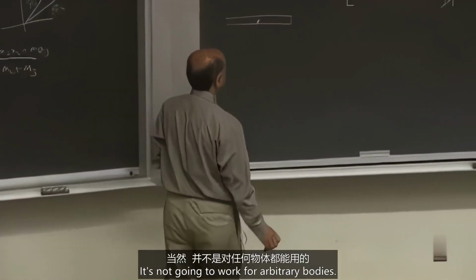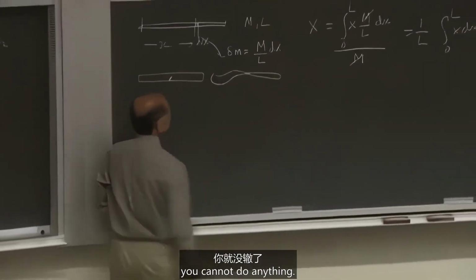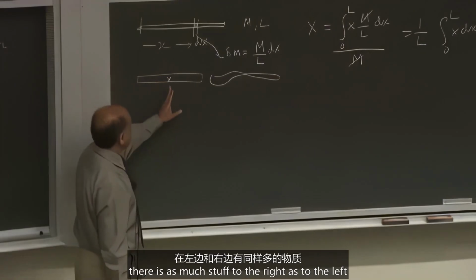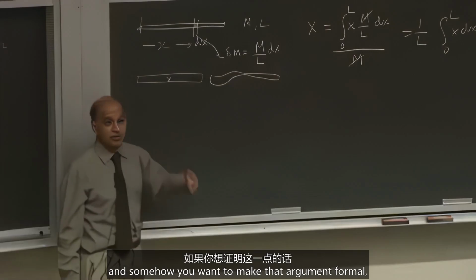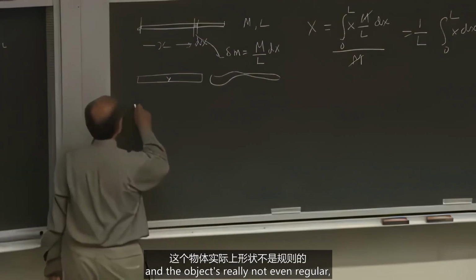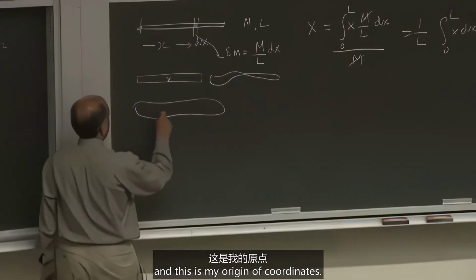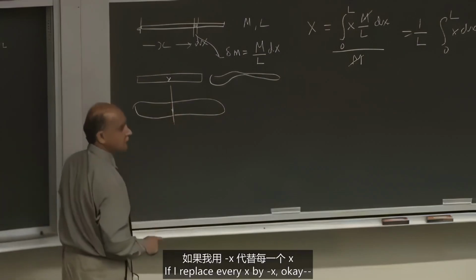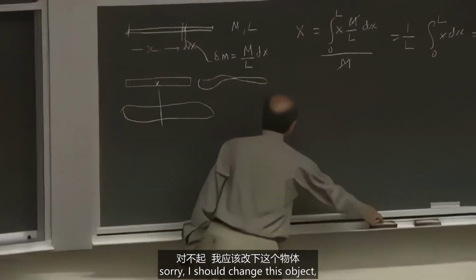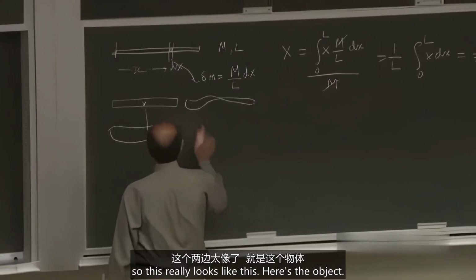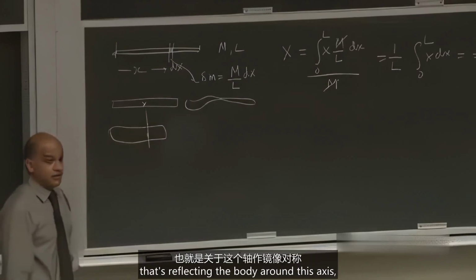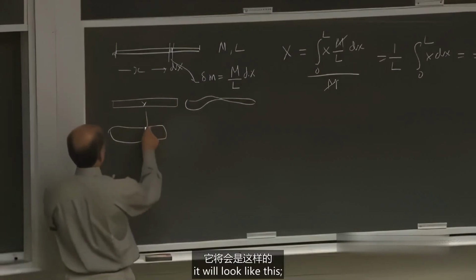It's not going to work for arbitrary bodies. If I give you some crazy object like this, you cannot do anything. But this is a very symmetric object. You can sort of tell if I take the midpoint, there is as much stuff to the right as to the left. And somehow you want to make that argument formal, and you do the following. Suppose I have a bunch of masses, and the object's really not even regular. This is my origin of coordinates. Here's the object. Suppose I replace every x by minus x. That's reflecting the body around this axis. It will look like this.